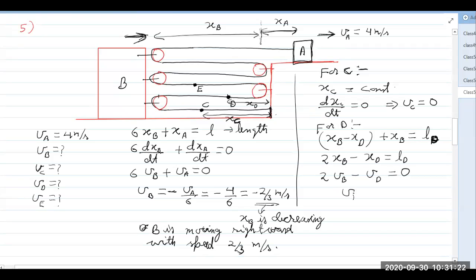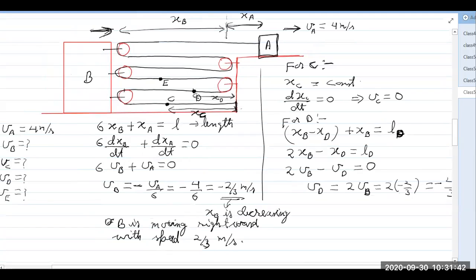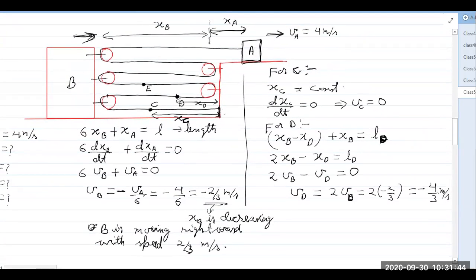So VD is how much? VD is coming 2VB, and VB was how much? VB was minus 2 by 3. So we are getting minus 4 by 3. So minus 4 by 3 meter per second. Again, you can see minus 4 by 3 meter per second, and this is negative.